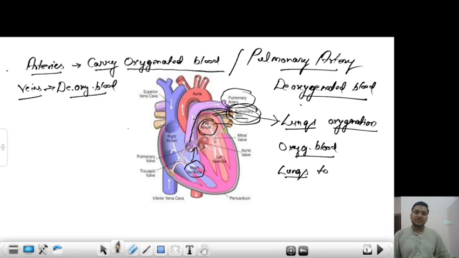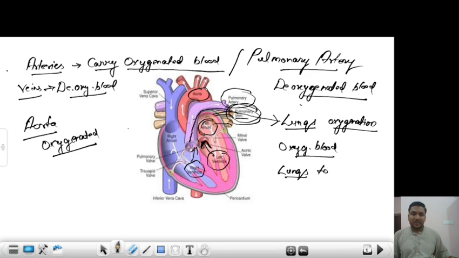So basically these are the basic things. Here you can see another artery, which is the largest artery of the body, that is aorta. The major function of aorta is to carry oxygenated blood from left ventricle to all the body parts. So these are the basic things we have discussed.